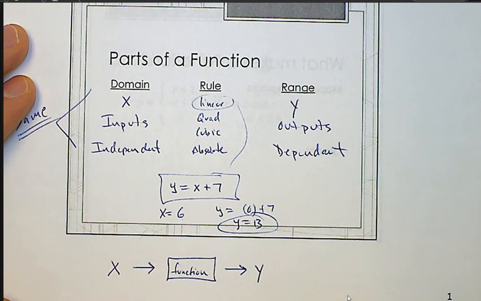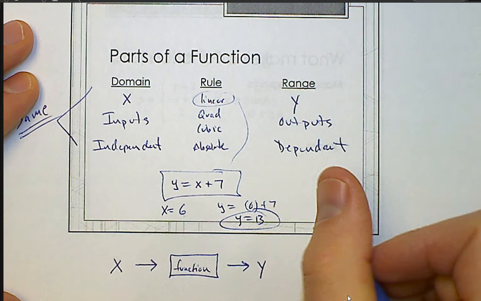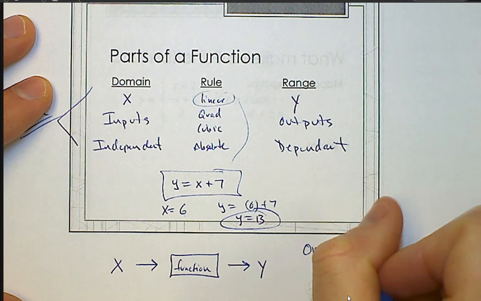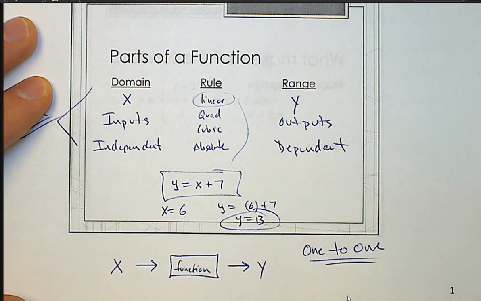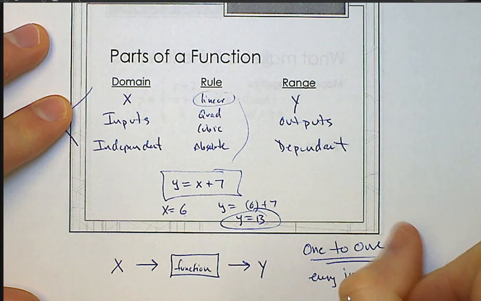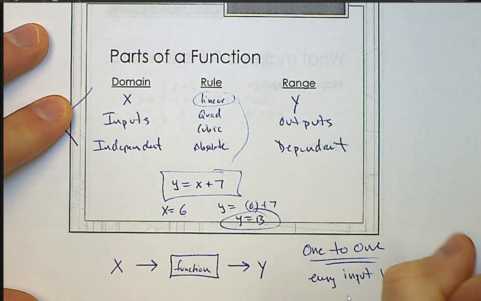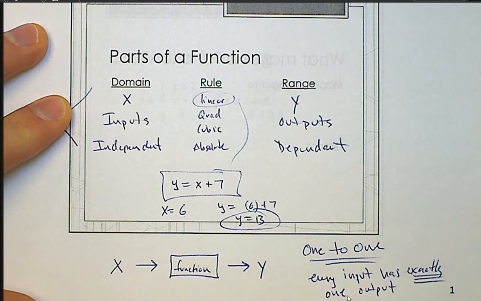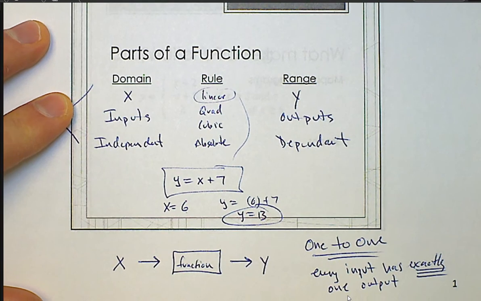Basics of a function. Now, the overlying rule or definition of a function is it has to be one-to-one. And what I mean by that is every input has exactly one output. And it can't break that rule. Okay, there's only one output for every input, and we'll talk more about that here in a second. So let's turn the page.